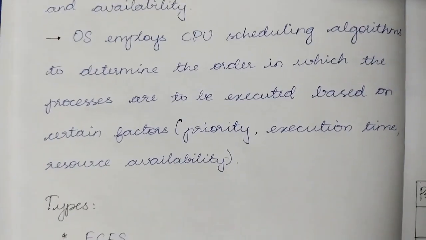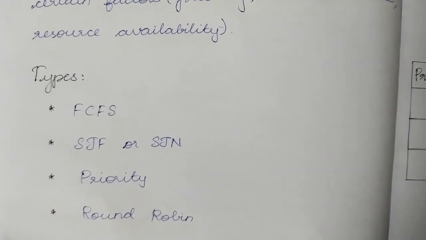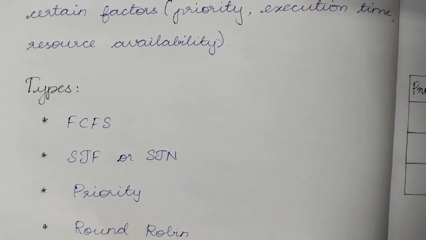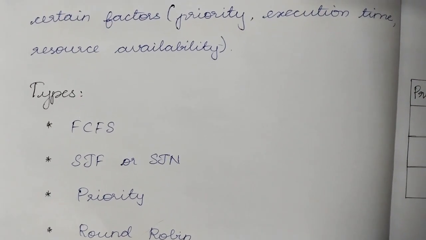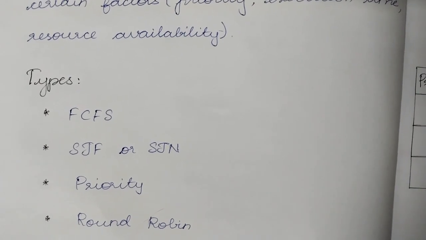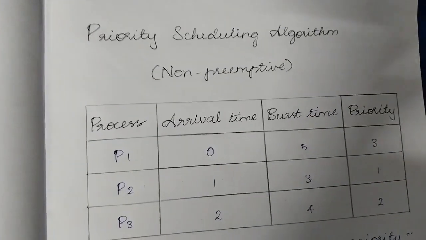So some common types of scheduling algorithms based on those factors are FCFS, first come first serve, SJF, shortest job first, or SJN, shortest job next, priority, and round robin. Let's focus on priority scheduling algorithm.